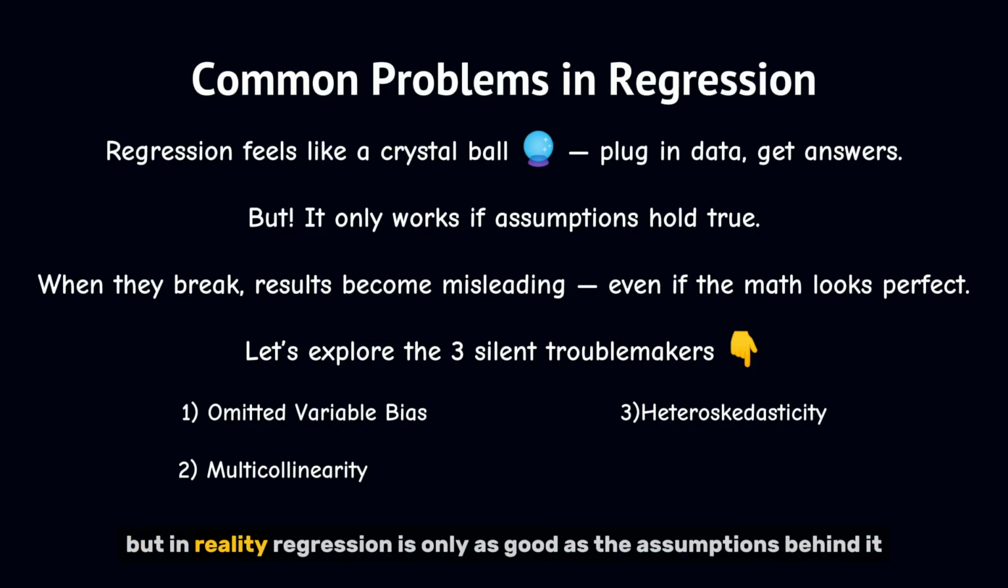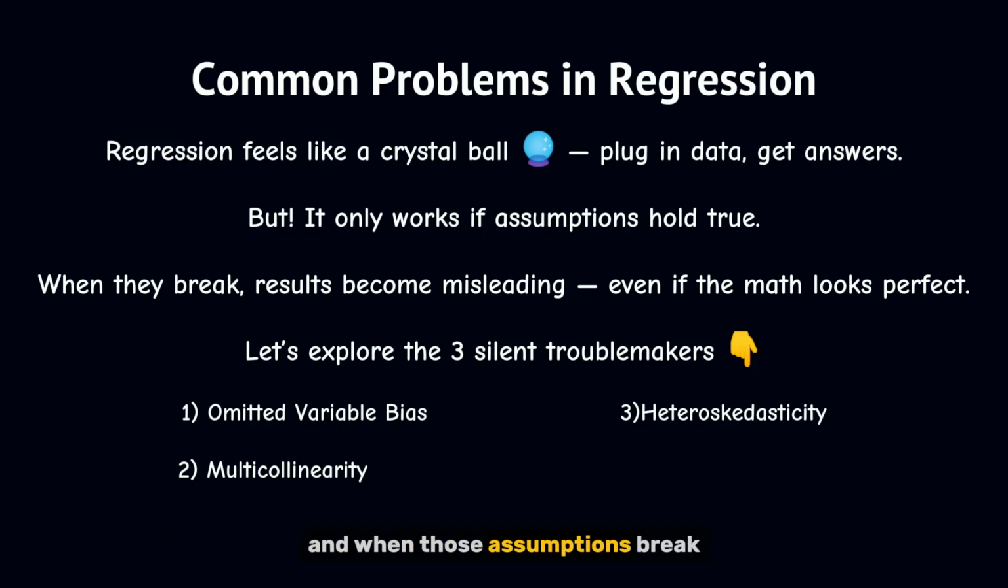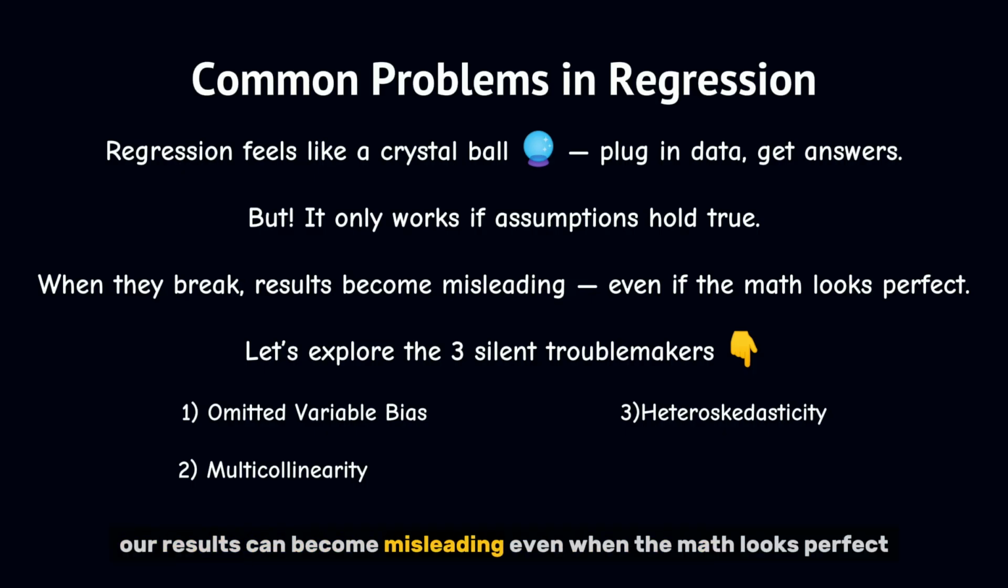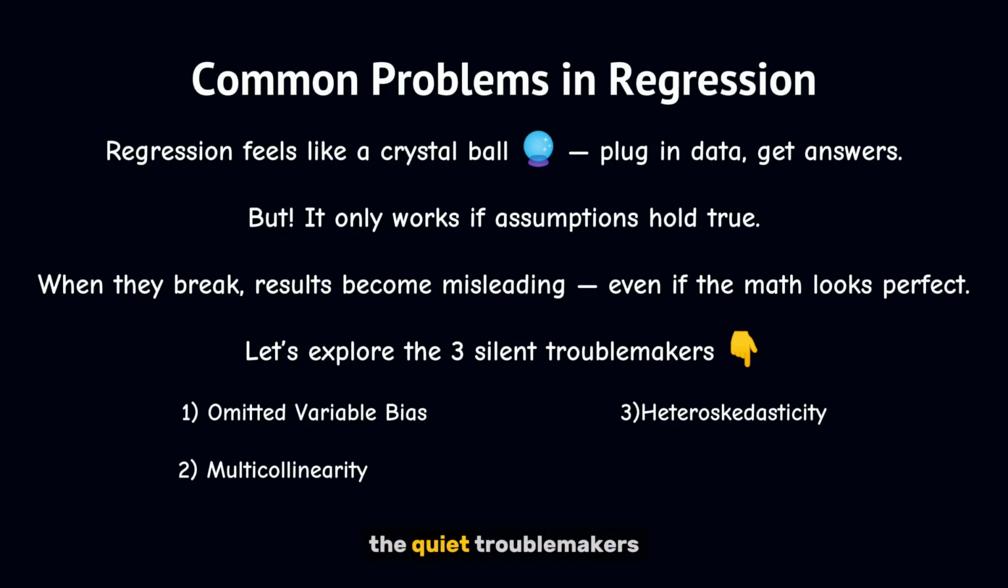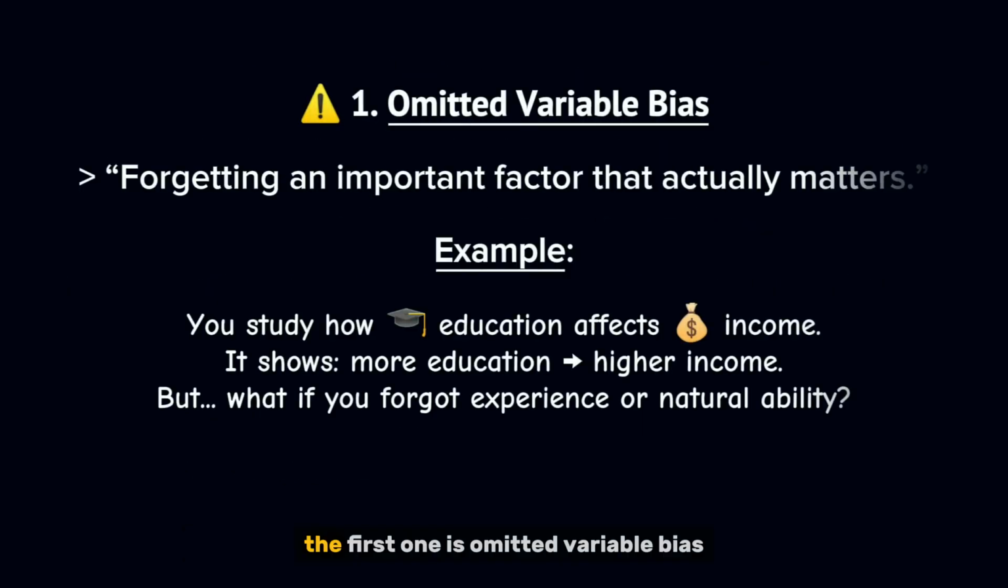But in reality, regression is only as good as the assumptions behind it. And when those assumptions break, our results can become misleading, even when the math looks perfect. Let's talk about 3 of the most common problems, the quiet troublemakers that can distort your analysis without you even noticing. The first one is omitted variable bias.